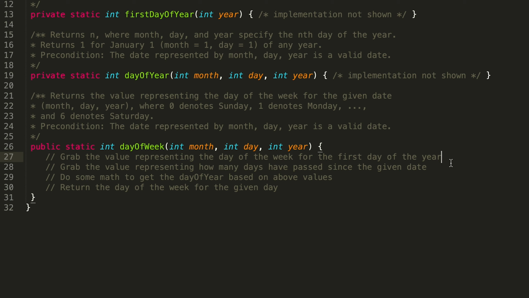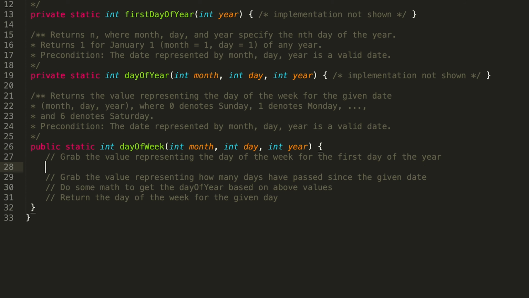That's enough on the pseudocode. Let's go ahead and start implementing it. So grabbing the value representing the day of the week for the first day of the year. Luckily enough, we have that helper method that we can use to get the day of the week for the first day of the year, and it returns an int. So we're going to go ahead and store it in an int. Int firstDay equals firstDayOfYear.